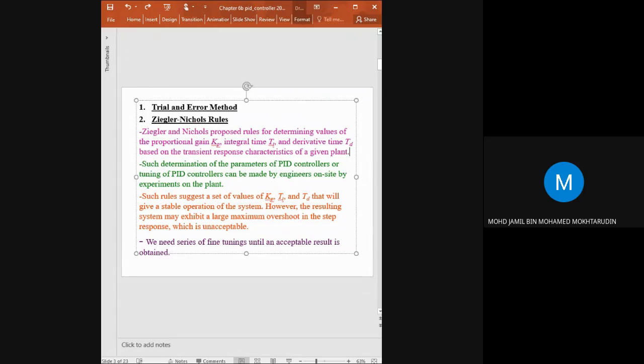So basically you need to do the experiment on the plant, get the transient response, and then from the transient response, you will tune the values of the gains based on Ziegler-Nichols. Such rules suggest a set of values of Kp, Ti, and Td that will give a stable operation of the system. However, the resulting system may exhibit a large maximum overshoot in the step response, which is unacceptable. So we need a series of fine-tunings until an acceptable result is obtained.